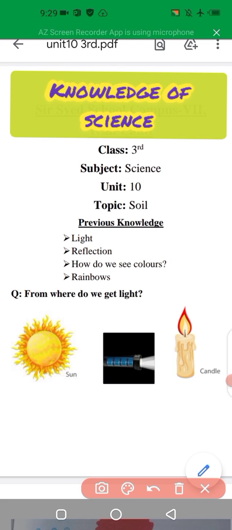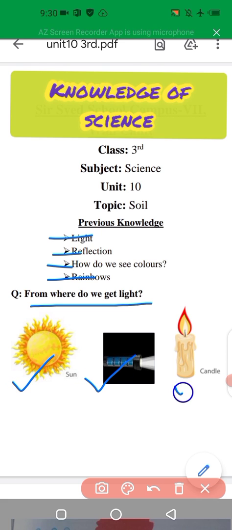In our previous lecture we have learnt about light, reflection, how do we see colors and rainbows. So students, here I have a question for you, that is, from where do we get light? We get light from sun, torch, candle, and burning of things.